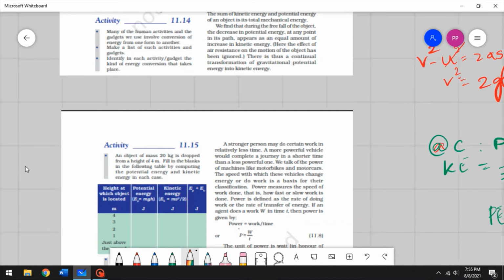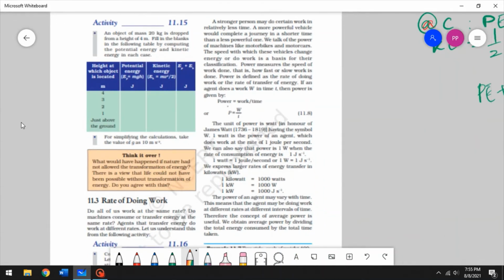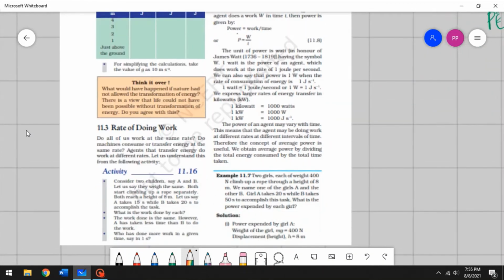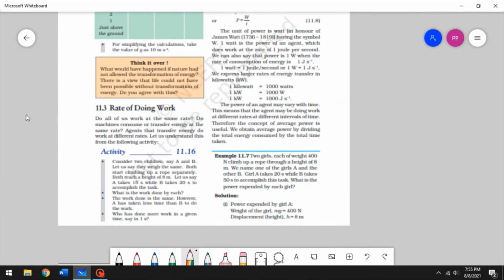So you have an activity here that seems very fun. Now, rate of doing work. Let's talk about the rate of doing work. Do all of us work at the same rate? The answer is no.